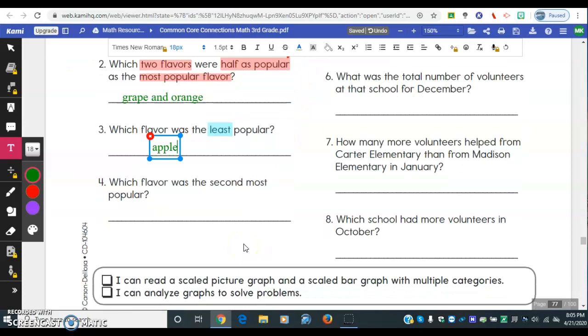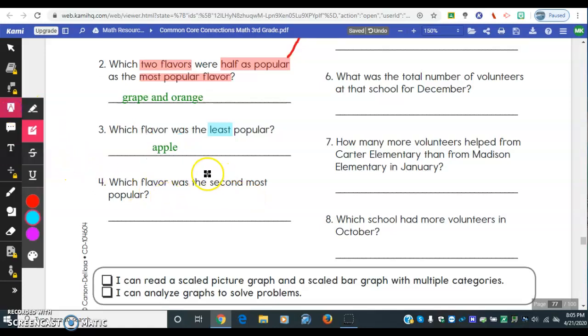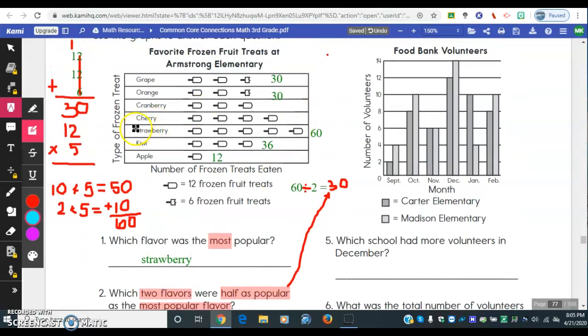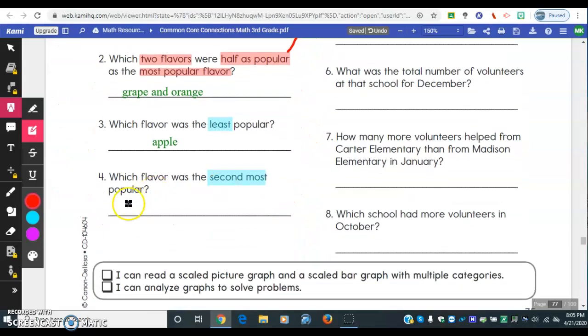And then it says, which flavor was the second most popular? Well, I know strawberry was the most popular. What I'm looking for is the second most popular, which means I want the one that's right under strawberry. So let's go. Strawberry is here, and that was the most popular. So which one is right under it? Cherry. Because cherry is really close, and it's more than all the others, but not quite as much as strawberry. So the second most popular was cherry.